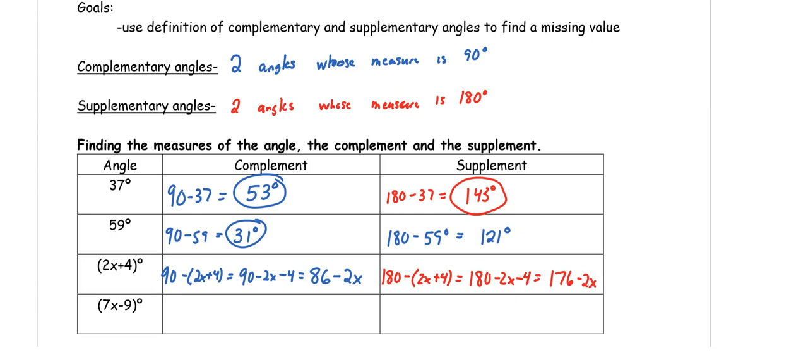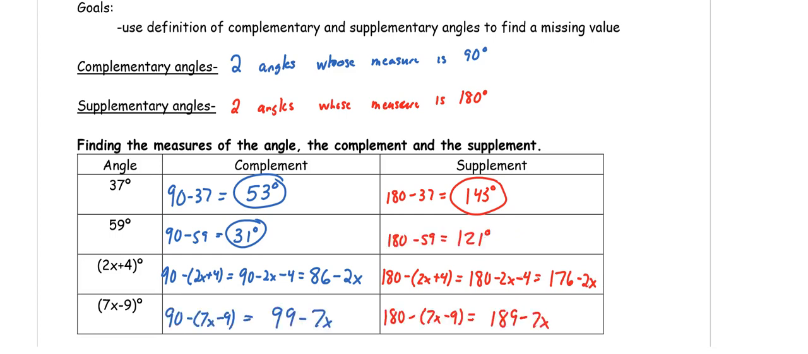Pause the video and try the last problem. So for the last problem, you should have got that your complement was 99 minus 7x, and that your supplement was 189 minus 7x.